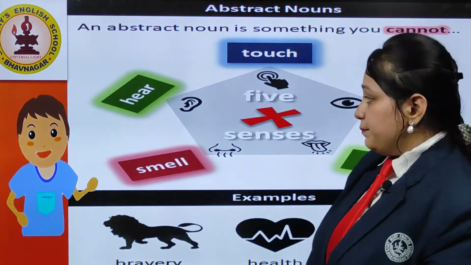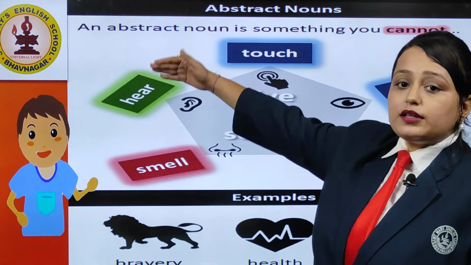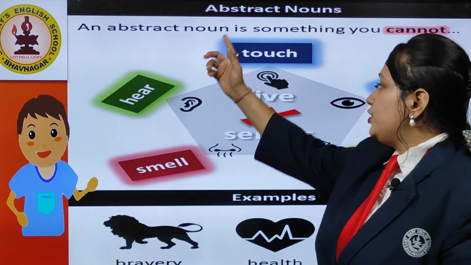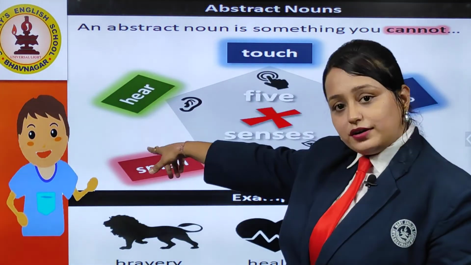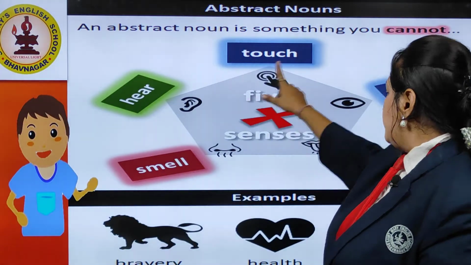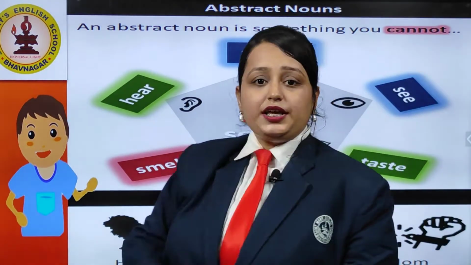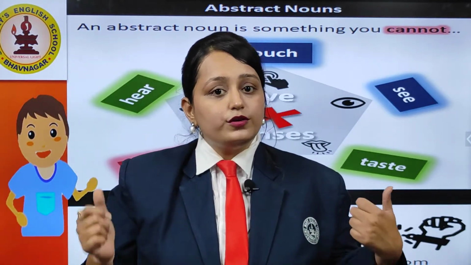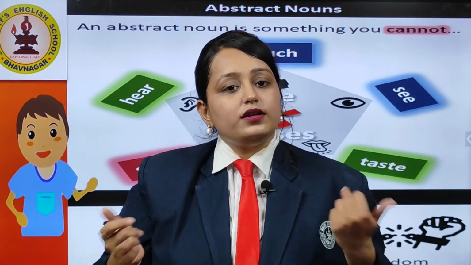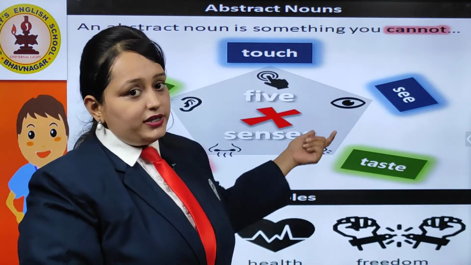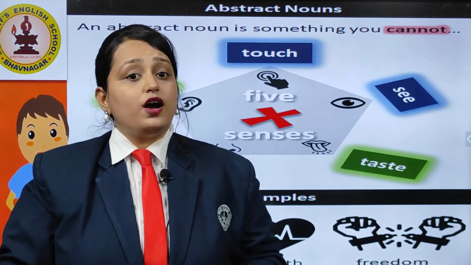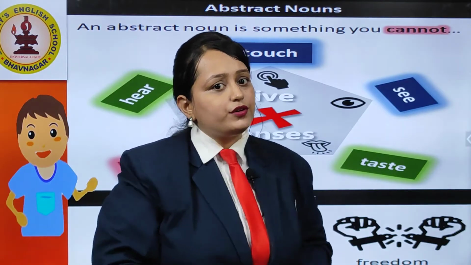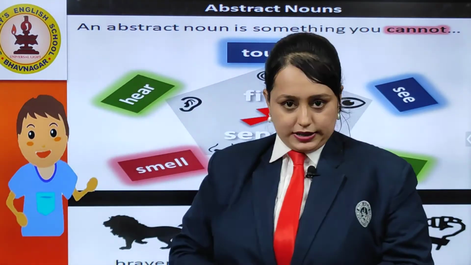Let's look at some more examples. Here you can see an abstract noun is something you cannot touch, you cannot hear, you cannot smell, you cannot taste, you cannot see. With the 5 senses, if you cannot perceive the word, that word will be the abstract noun. Let's revise. An abstract noun is a noun which you cannot touch, hear, smell or taste, right?